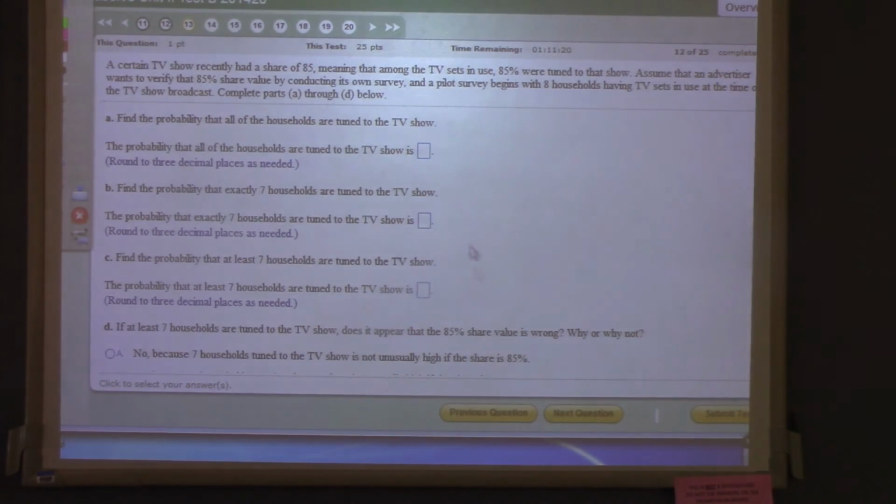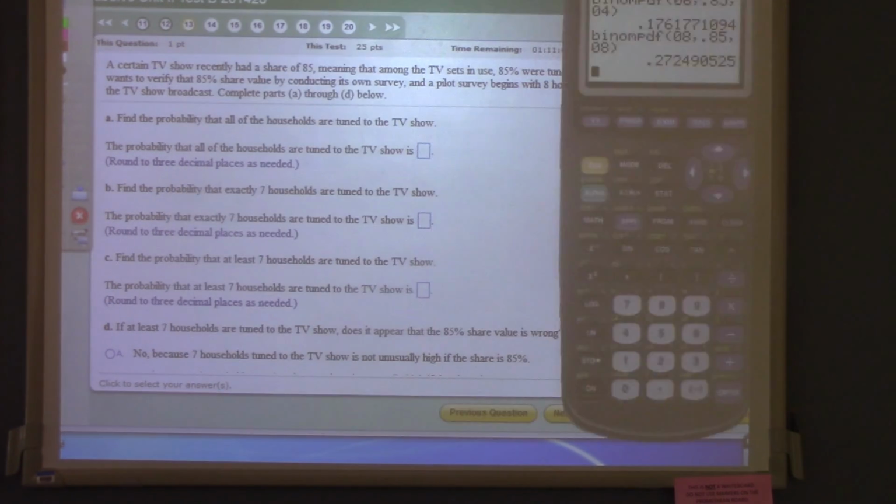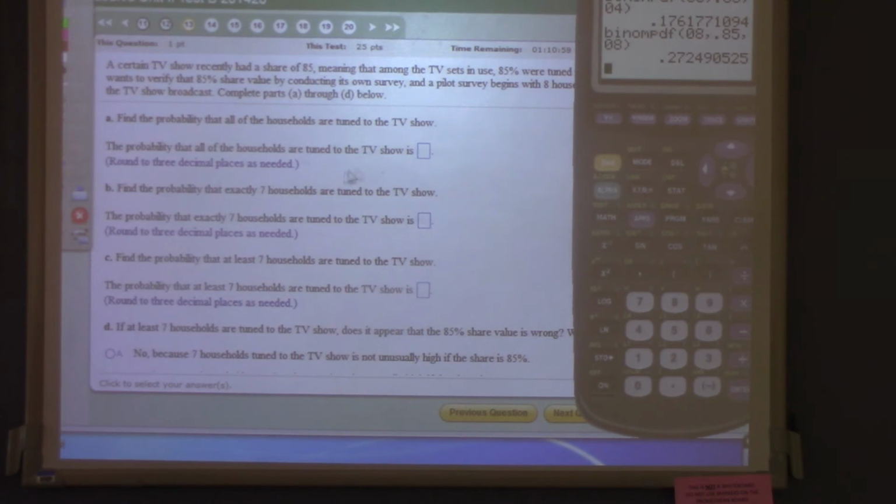So take our handy dandy second function and change this to 8. And is it 85%? That's nice. And change this to 8. 0.272.